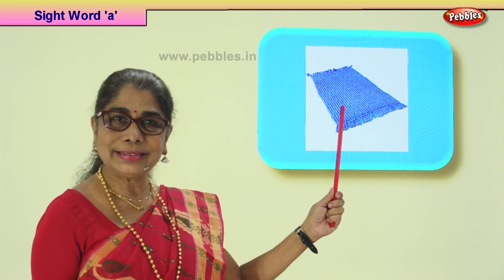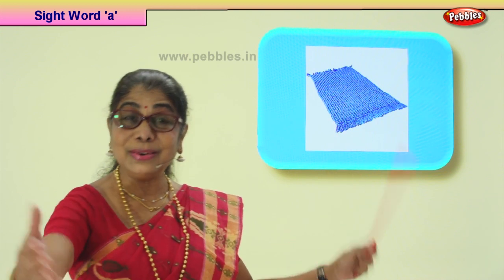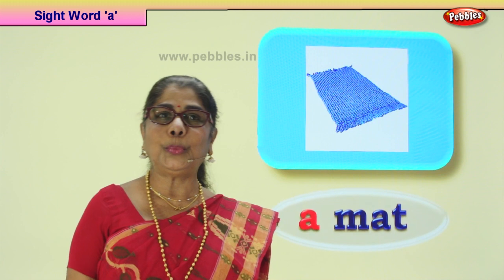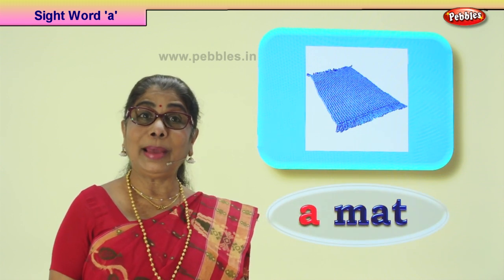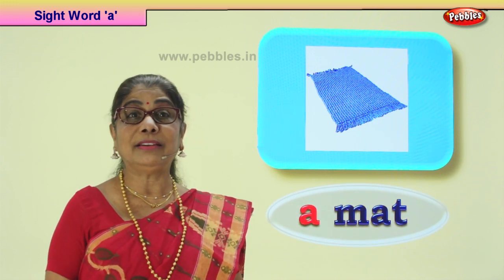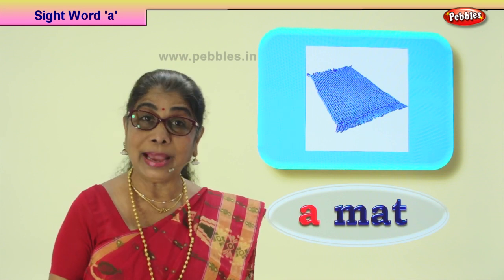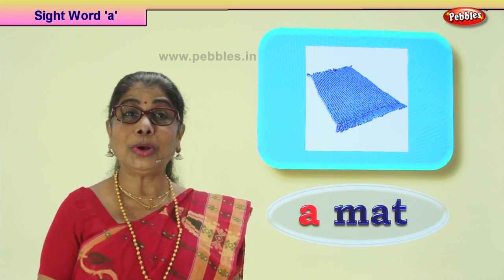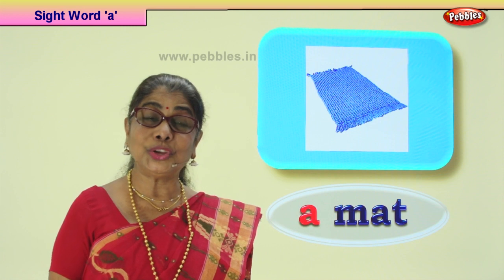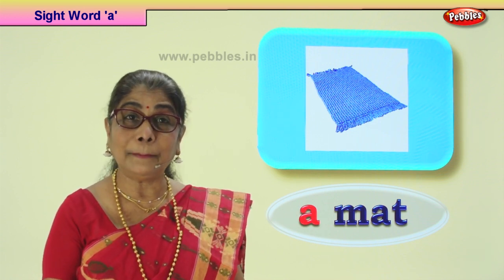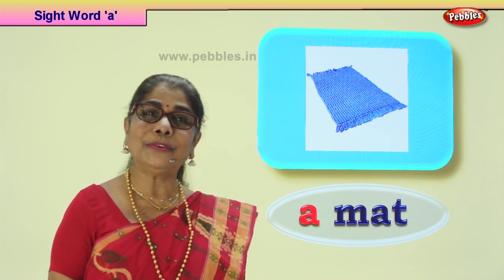What is this? Who can tell me? Good. Mat. Where do you put the mat? You put a mat at the door, the entrance of the door. You put a mat in the kitchen. You put a mat in front of the fridge. You put a mat at the bedside for you to wipe your feet.